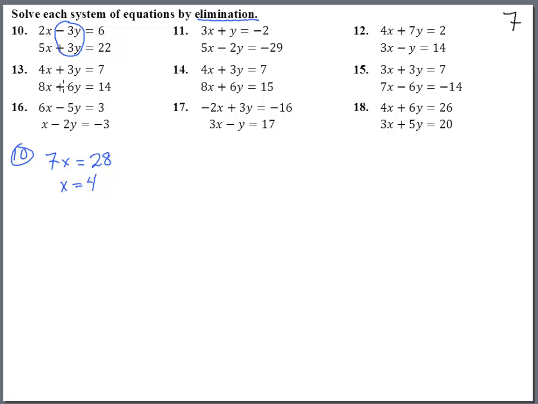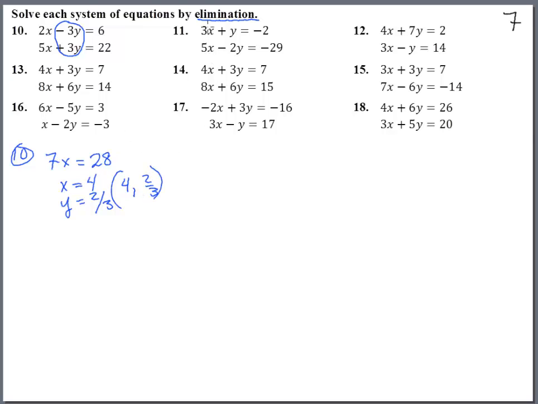So we go ahead and stick 4 back in over here. 5 times 4 is 20. Subtract that, and we get 2 divided by 3. Y is 2/3. So we get the exact same answers, but elimination is a different method to get this.